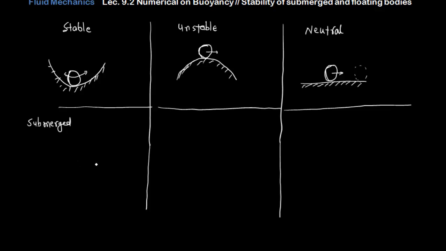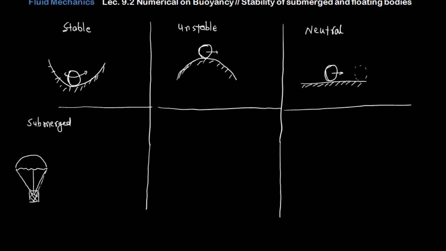How can we define the stability of a submerged body? Let's suppose we are considering a parachute here. Obviously the parachute is completely submerged in the air. Here is the weight. Now this is our parachute.